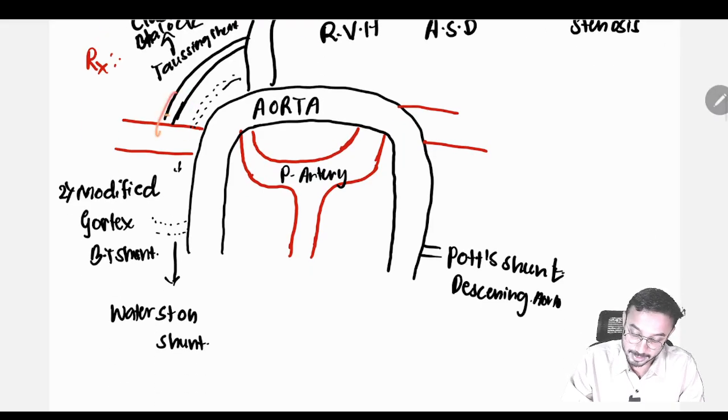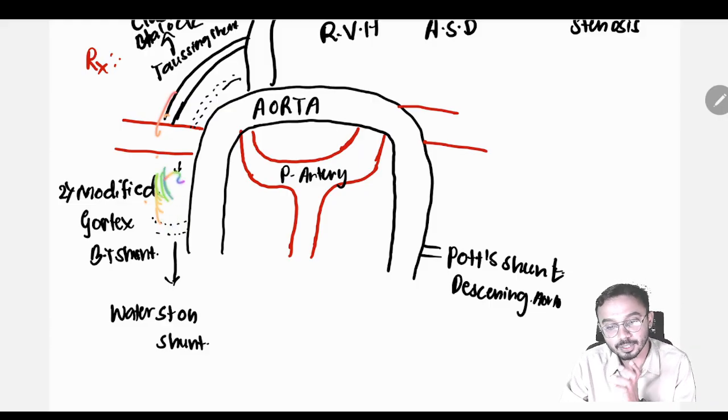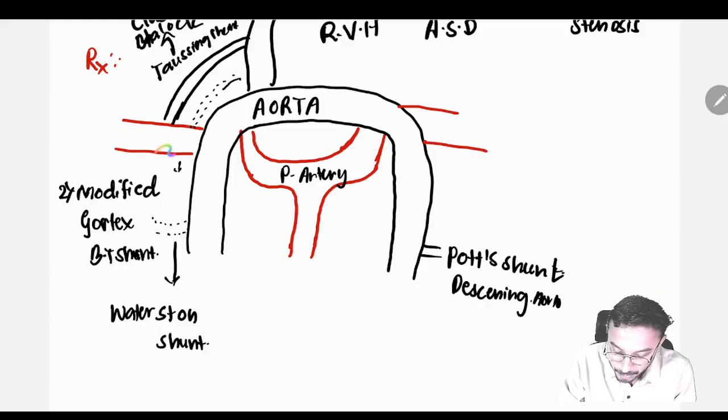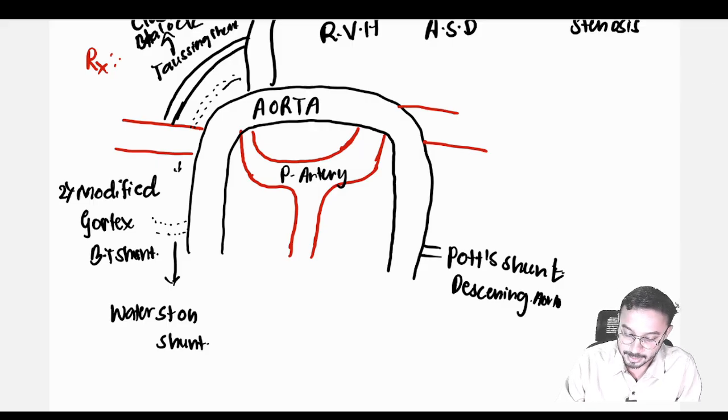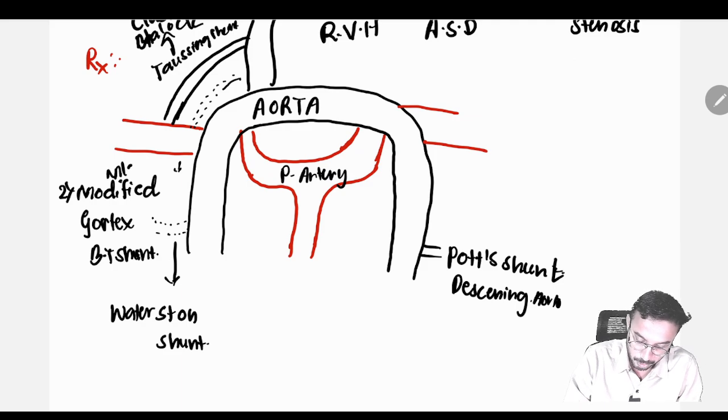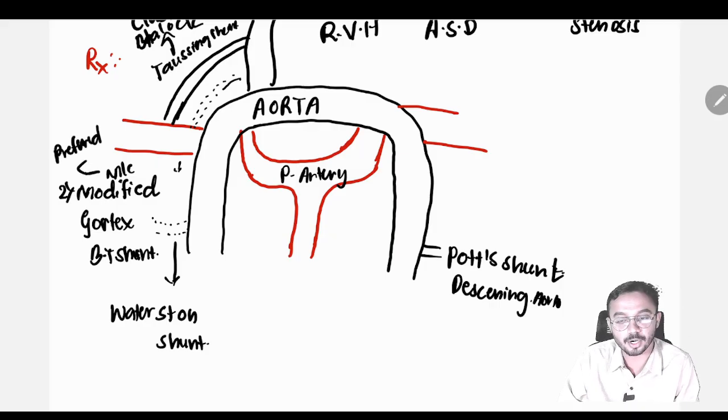Subclavian artery is connected to the pulmonary artery. Okay, subclavian artery is connected to the, here also same, but here they are connecting it artificially. If they connect it artificially, if they use the word artificial, that is known as modified Gore-Tex BT shunt. So this is the second type of shunt, and this is the most commonly preferred shunt. Most commonly preferred shunt is modified Gore-Tex BT shunt.